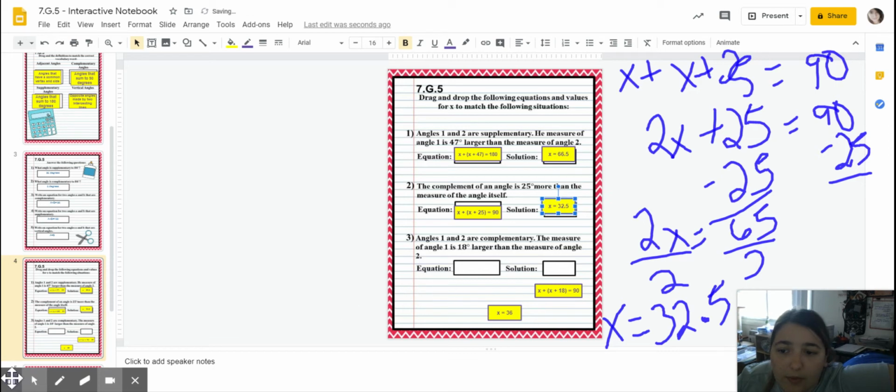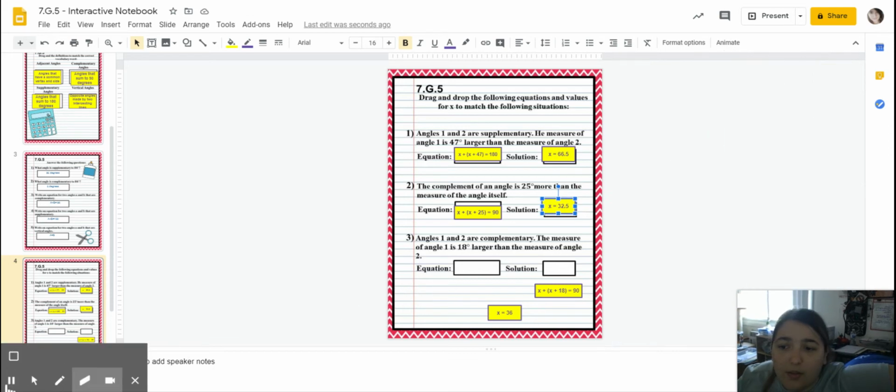Perfect. All right, let's go on. Angles 1 and 2 are complementary. The measure of angle 1 is 18 degrees larger than angle 2. Well, we only have one equation left, and that's x plus (x plus 18) equals 90. So we're going to take that equation and drop it here. Let's click onto this, and then we can drop it.